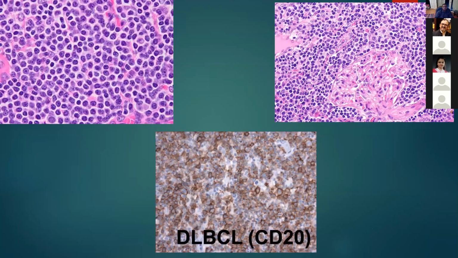Classic example. The two panels you see on the top are absolute classic examples. But if I showed you the same slide and told you this is a rhabdomyosarcoma, you would have no choice but to believe me. Not just because I am lecturing to you, or I have more experience than some of you. It is because we don't know. Therefore, you need a panel of stains.